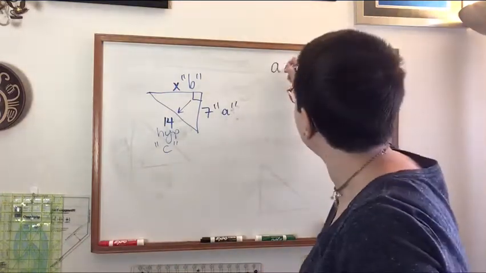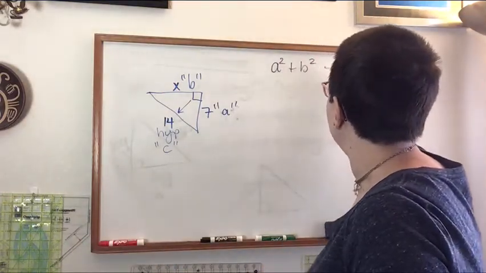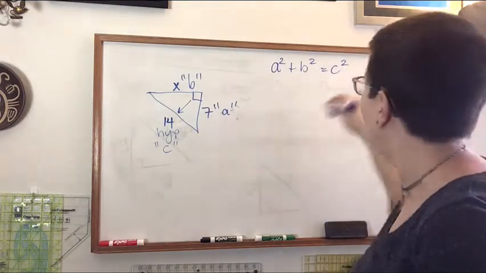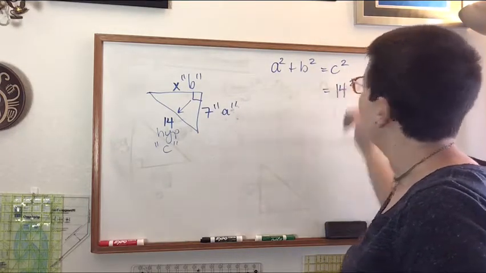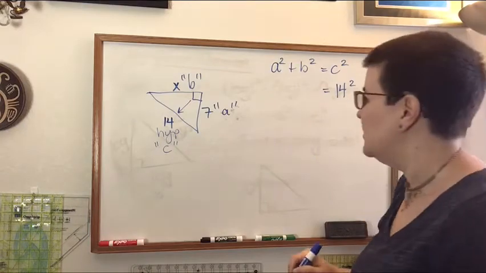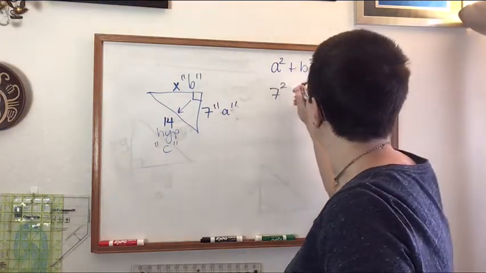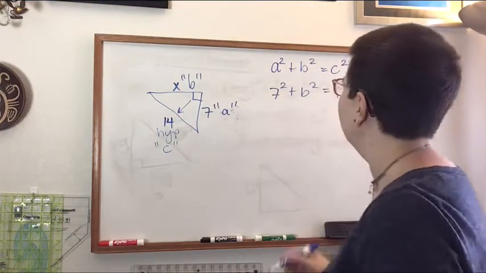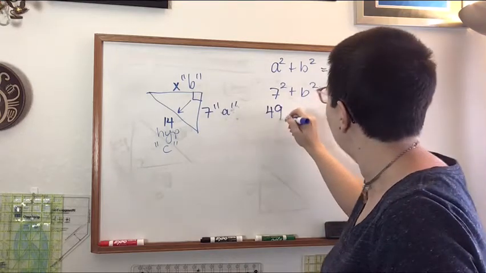All right. Leg squared plus leg squared equals hypotenuse squared. My hypotenuse is 14. Notice that 14 is alone on its side. Then I've got 7 squared plus B squared. All right, 7 squared is 49.